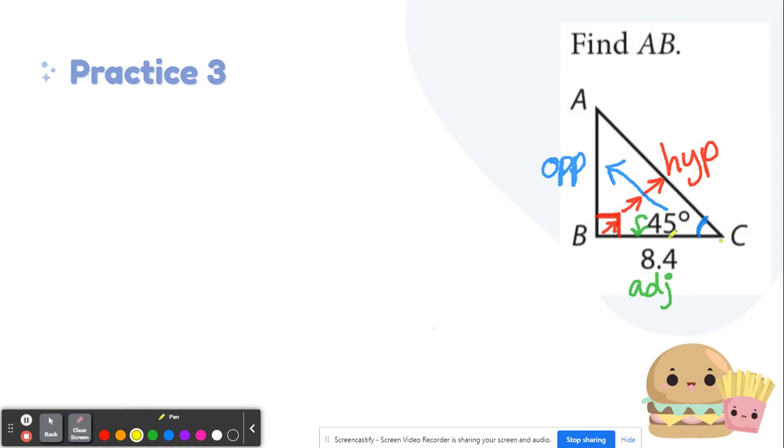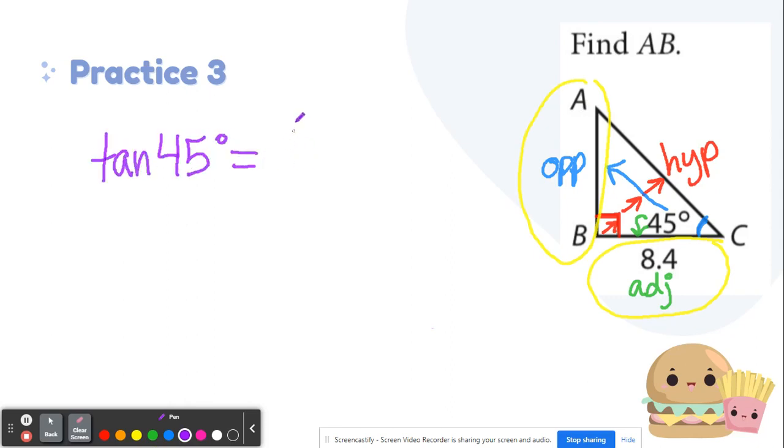Your adjacent actually has a value, so we're definitely going to use that. And if you want to find AB, that means we have to also use opposite. That is going to be tangent. So it's going to be tan of 45 degrees equals opposite over adjacent.